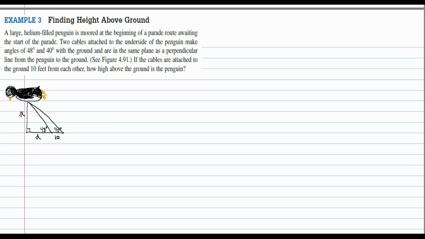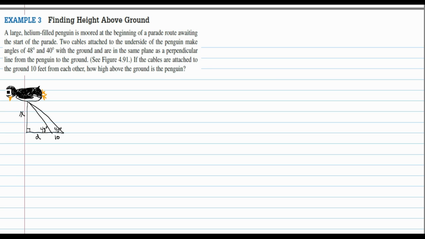parade. Two cables attached to the underside of the penguin make angles of 48 degrees and 40 degrees with the ground, and are in the same plane as the perpendicular line from the penguin to the ground. So in other words, we don't have to worry about 3 dimensions here. This is all flat, we can draw this on a piece of paper as if it were a flat plane. Ground 10 feet from each other. How high above the ground is the penguin?